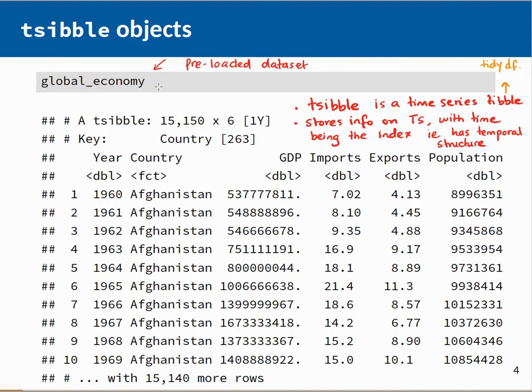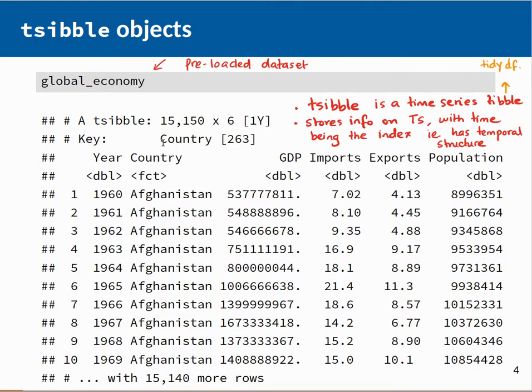Okay, so let's take a look at what this global_economy data set is telling us. Really, if you just hit return or enter, you're going to be shown a few things here. This is a tsibble, so it's a time series tibble, which has 15,150 rows and 6 columns. And here we see that all the measured variables are measured annually, so the frequency is yearly or annual.